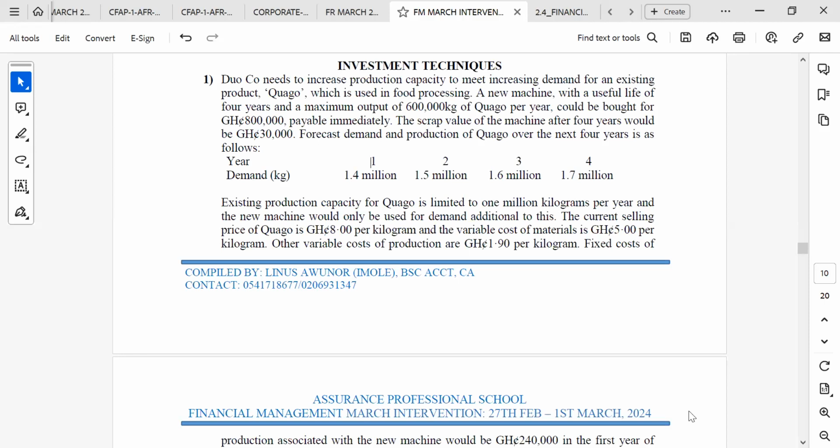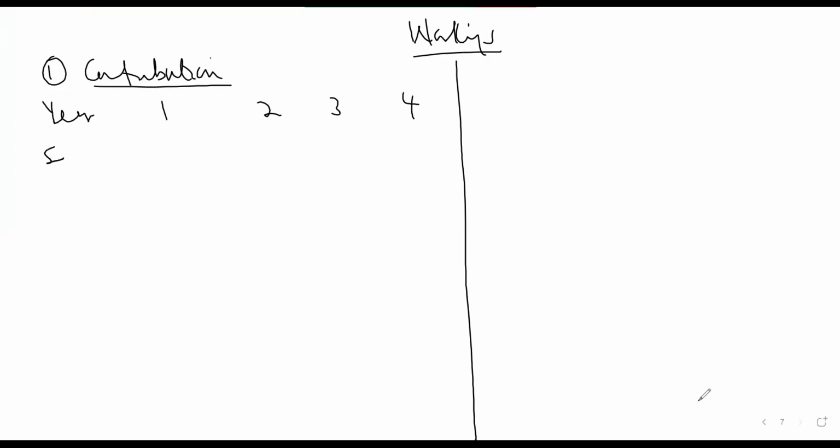So the person will bring selling price here. Selling price is what? What is the selling price in the question? 8 cities. So every year is 8 cities. There is no inflation, so every year is 8 cities. You can see that these are all per unit, isn't it?